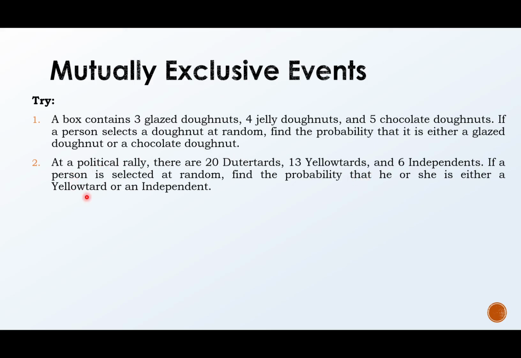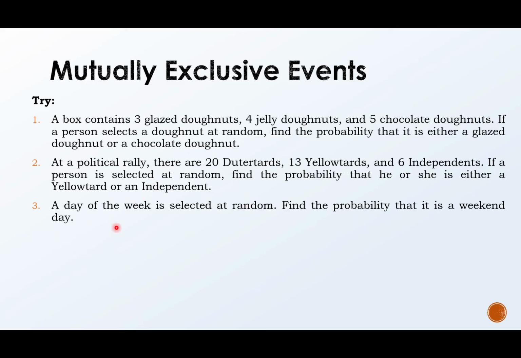Another example. At a political rally, there are 20 Dutertards, 13 Yellowtards, and 6 Independents. If a person is selected at random, find the probability that he or she is either a Yellowtard or an Independent. Take note na meron tayong 20 plus 13 plus 6, 39 ka people, okay, involved in this political rally. So pause the video if you want to solve it. For the last example dito, a day of the week is selected at random. Find the probability that it is a weekend day.